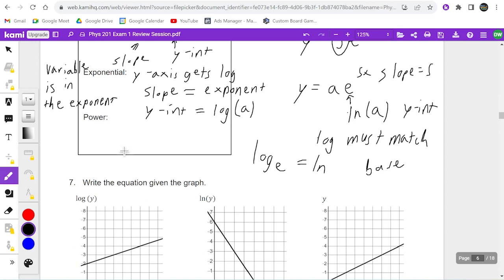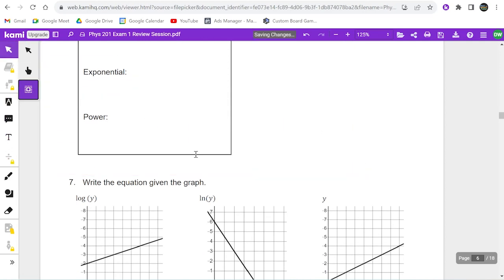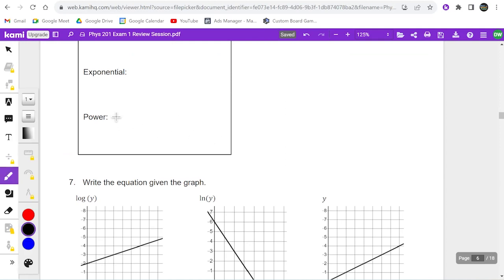And then finally the power. For the power, I'm just going to erase some of this. I hope you don't mind because I'm running out of room. But for the power, both get log. Both the x and y axis get log. Could be any log again. Could be log base 10, could be natural log, could be anything.